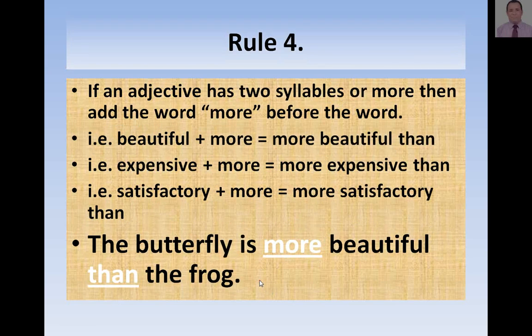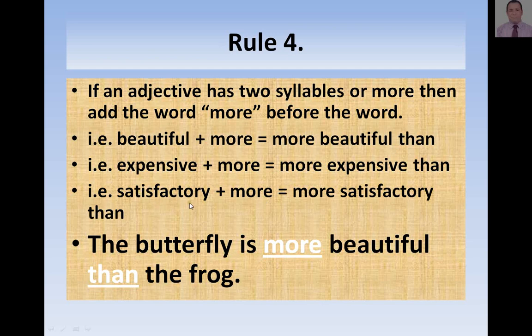Rule number 4. If an adjective has 2 syllables or more, we call it in grammar a long adjective. A long adjective is an adjective that has 2 syllables or more. In this case, we cannot add ER to the adjective and we add more before the adjective. Look at this, beautiful. We have more than 1 vowel in this word, so we have more than 2 syllables. So when I use the adjective beautiful, I should say more beautiful than. When I use more, I should follow beautiful, the long adjective, by than. I can use the opposite of more, which is less. Less beautiful than, that's fine.